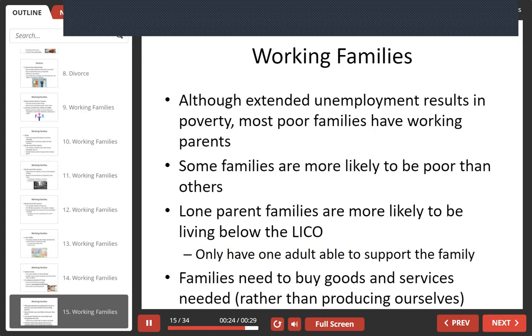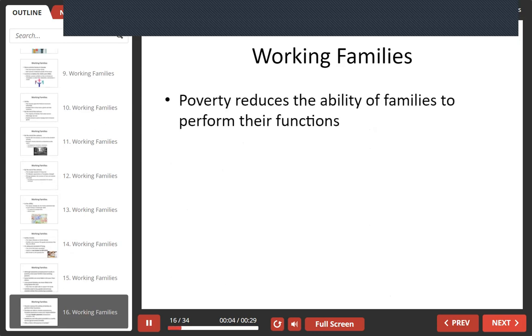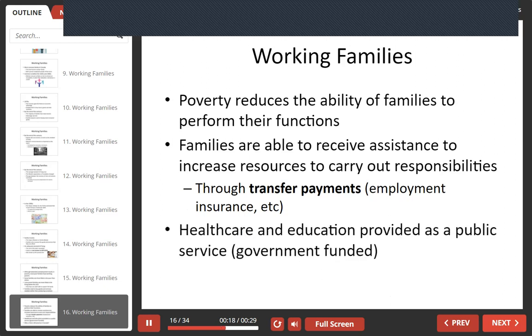Families obviously need to buy goods and services that are needed, rather than producing them themselves. Poverty then reduces the ability of families to perform their functions to the best of their abilities. Families are able to receive assistance to increase resources to carry out responsibilities through transfer payments such as unemployment insurance. Healthcare and education are provided as a public service, which is government funded essentially. But then why is there still poverty in Canada?